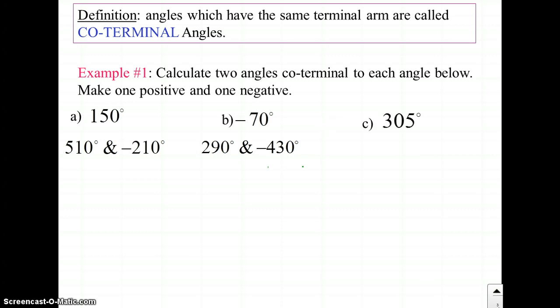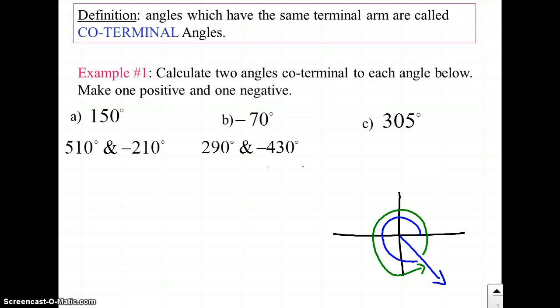305 degree angle, again, if you want to see a diagram, a 305 degree angle has its terminal arm in quadrant 4, between 270 and 360. There's 305. So if I add another full rotation to this, add another 360 to 305, I'm going to get one. And if I subtract 360, I'm going to get the other one. So 305 plus 360 is 665. 305 minus 360 is negative 55. All right.